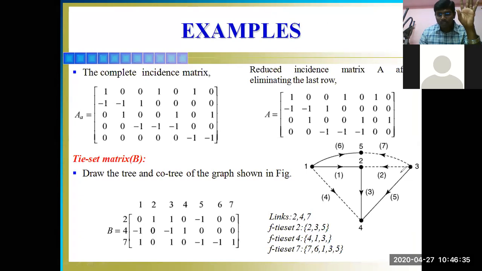See here. 2, 3, 5. This is one loop, a fundamental loop, and the direction of this loop is equal to the direction of the link. Okay, like this.